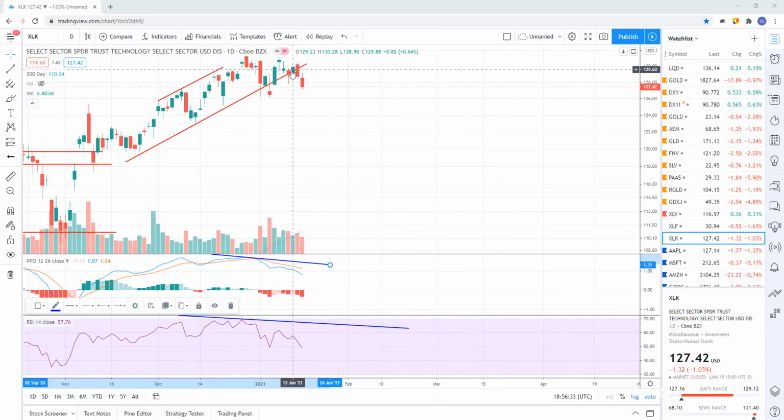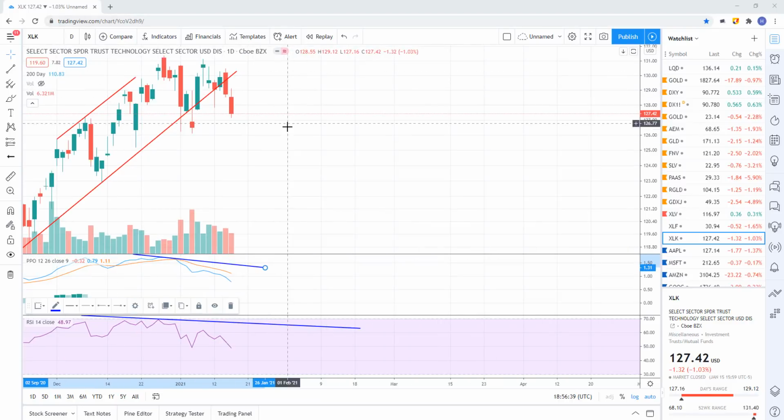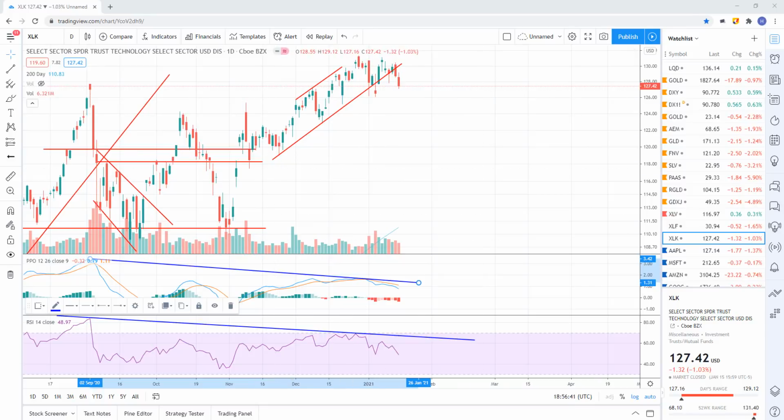That is a sell signal. That is a breakdown, and it's intact. So I think we're heading lower.